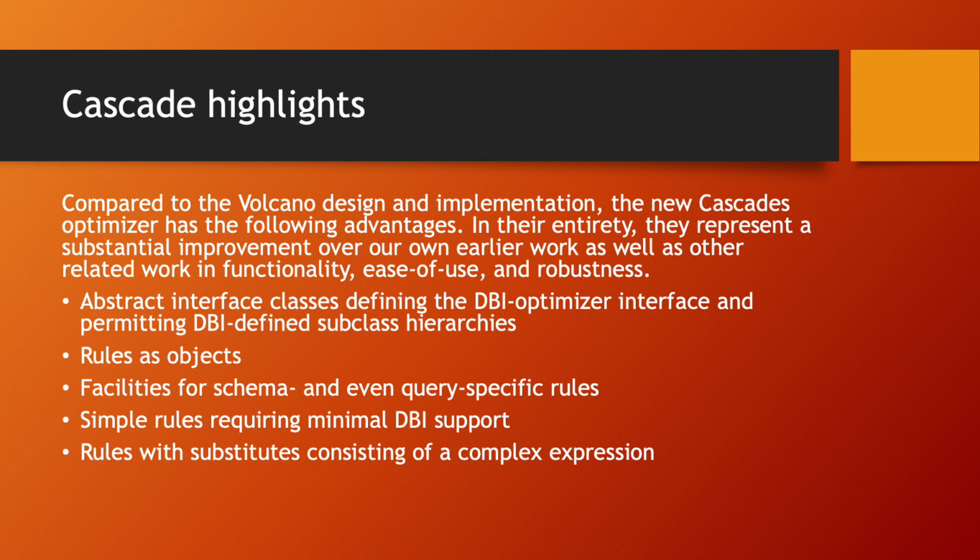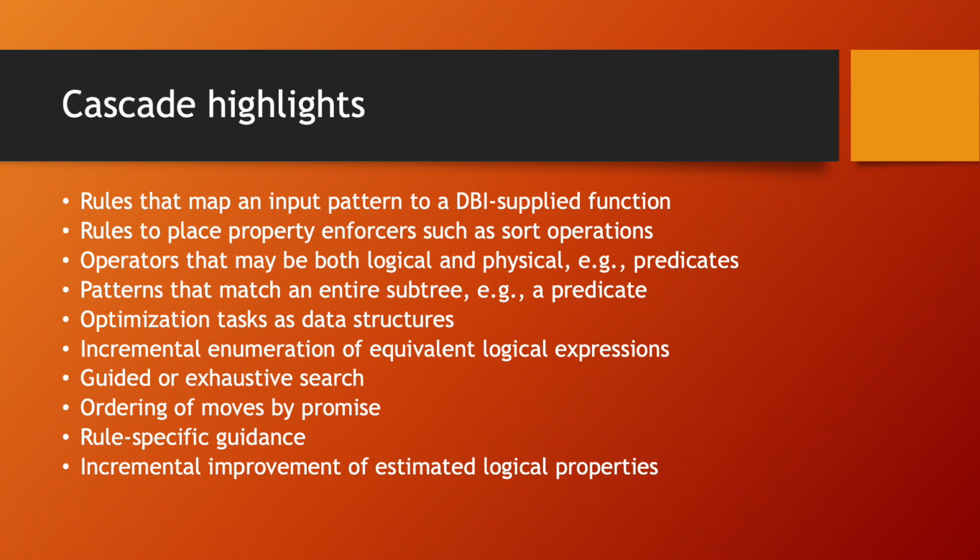The first of these highlights is abstract interface classes defining the DBI optimizer interface and permitting DBI-defined subclass hierarchies. Second, rules as objects. Third, facilities for schema and even query-specific rules. And then we have simple rules requiring minimal DBI support, and then rules with substitutes consisting of a complex expression. Rules that map an input pattern to a DBI-supplied function. Rules to place property enforcers such as sort operations.